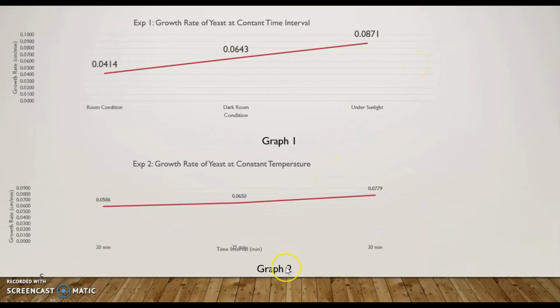And for graph 2, it shows that at constant temperature but different time interval. So here we have 20, 25 and 30 minutes time interval. So we can see here that at 30 minutes time interval, the growth rate is the highest, and at 20 minutes time interval, the growth rate is the lowest.